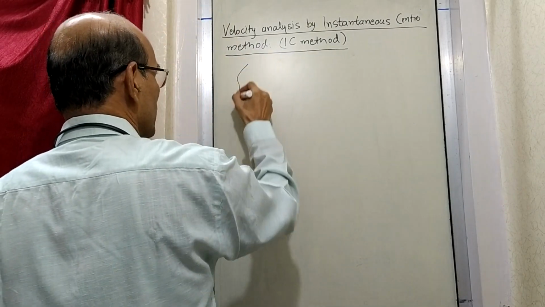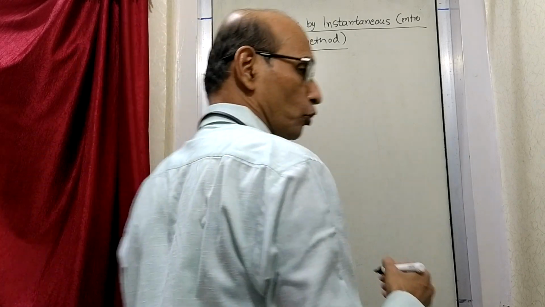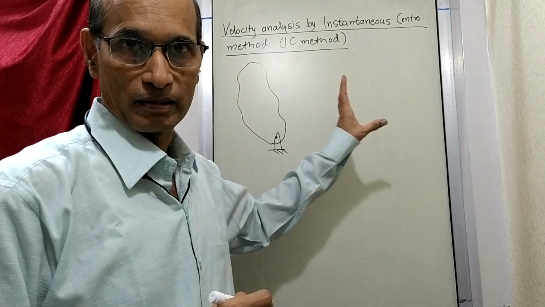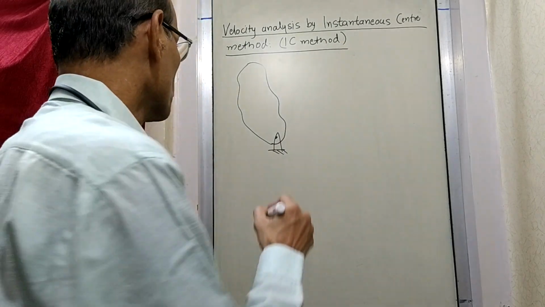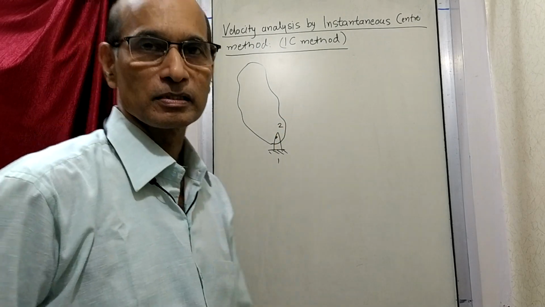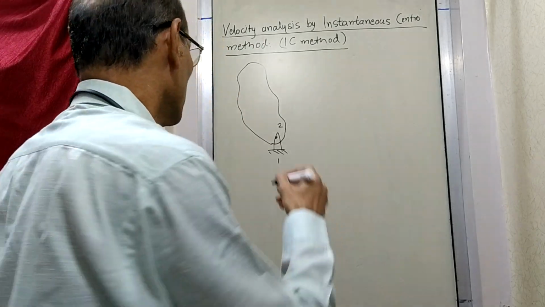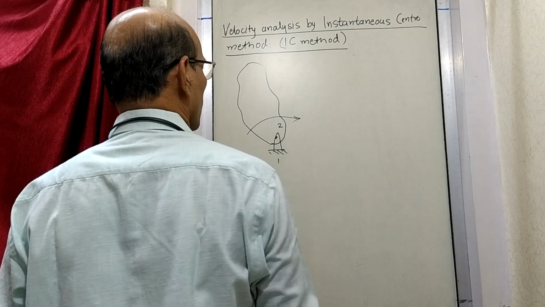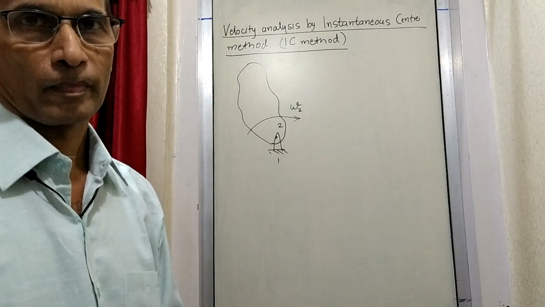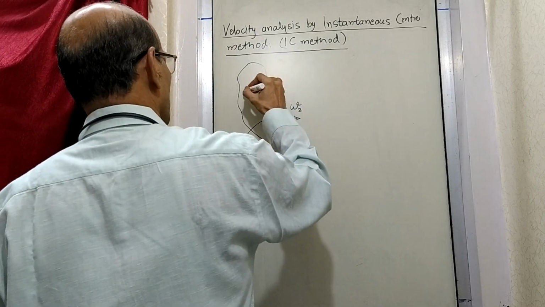So let me draw one link like this. So let's say this is a link. As you know, the shape of the link is immaterial. The shape of the link can be anything, only it should be a rigid link. That is what we have seen last time. So I have drawn link number 1 and also link number 2. We have drawn two links which are connected to each other, forming a kinematic pair. And moreover, it is said that link number 2 is rotating like this, which we say is the angular velocity of link number 2.